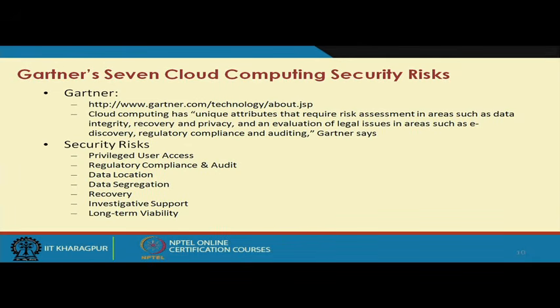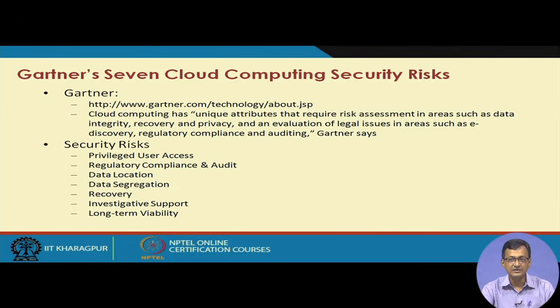Gartner has seven cloud computing security risk parameters. According to Gartner, cloud computing has unique attributes that require risk assessment in areas such as data integrity, recovery and privacy, and evaluation of legal issues in the areas of e-discovery, regulatory compliance and the like. So these are the security risks which Gartner points out in the report.